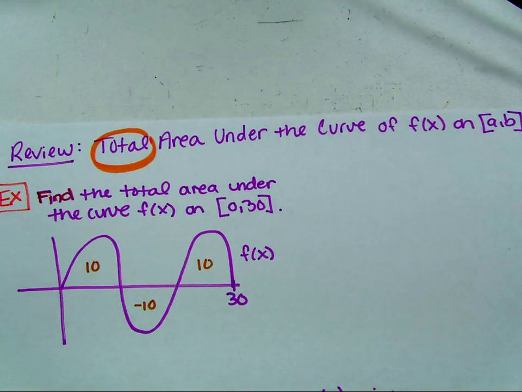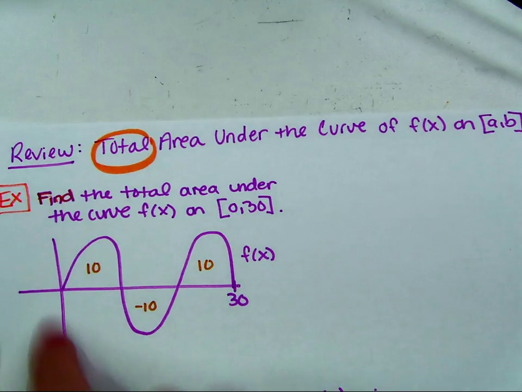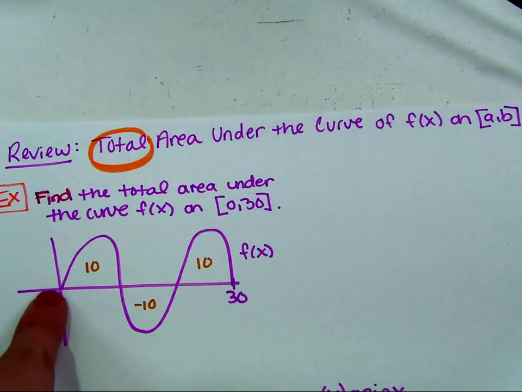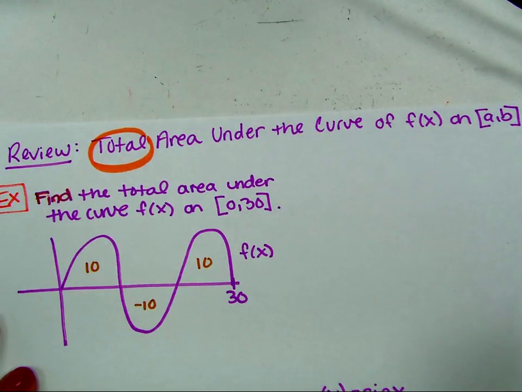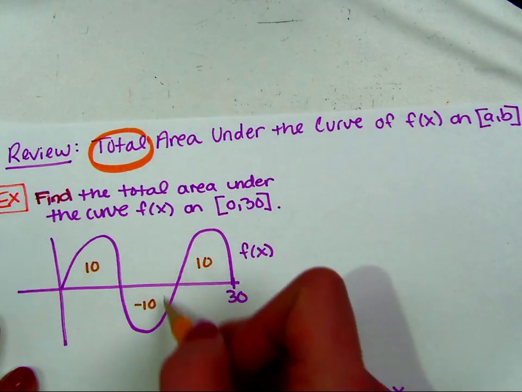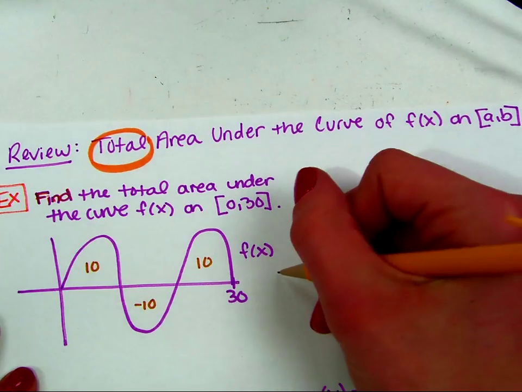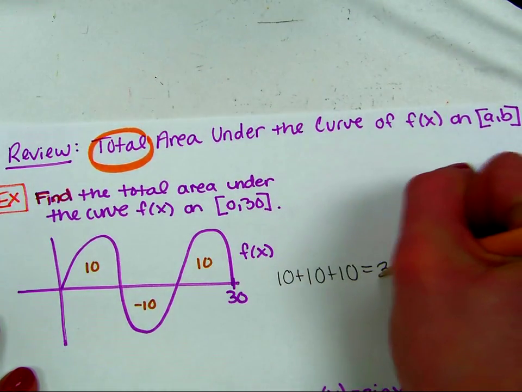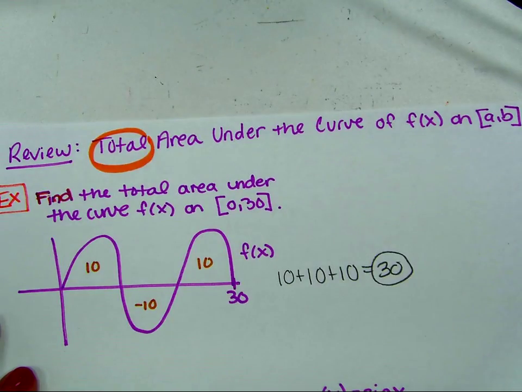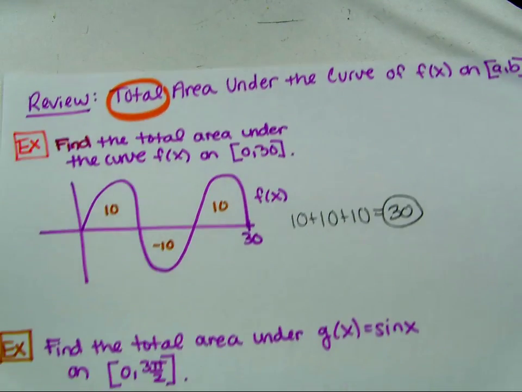So in the first example, I just have a picture. It says find the total area under the curve f of x, which is this graph from 0 to 30, so starting at the origin, ending at 30. If we had to find the total area there, you basically ignore any negative area. You really just consider it all positive, even if it is under the x-axis. So here we would just do 10 plus 10 plus 10, and the total area would be 30. All there is to it.